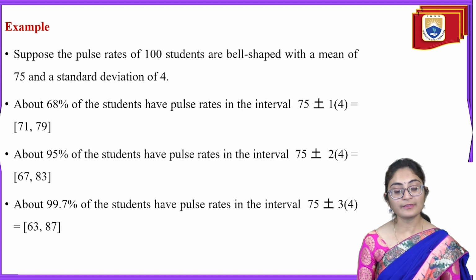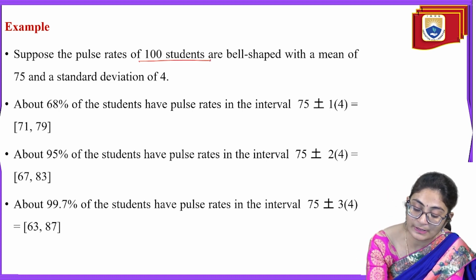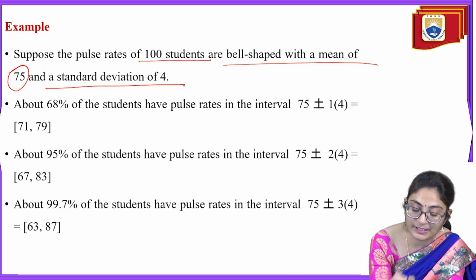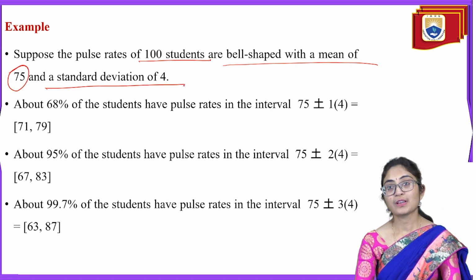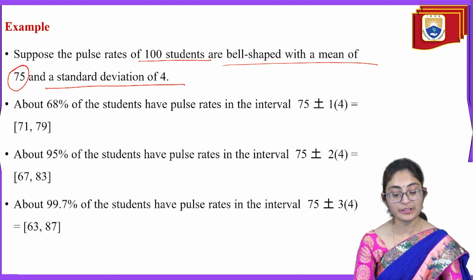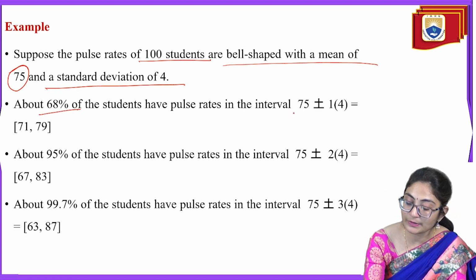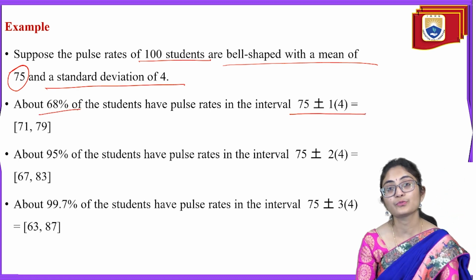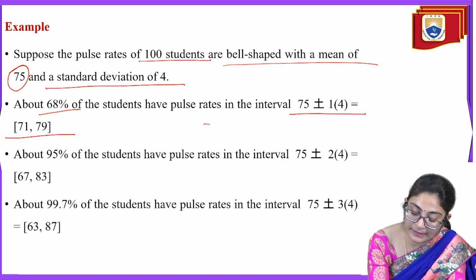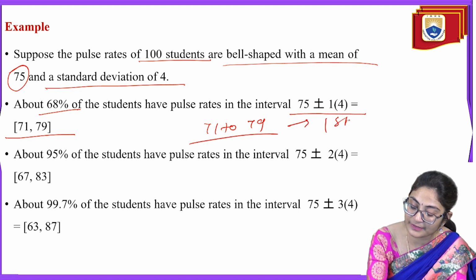Now we will take one example. Suppose the pulse rate of 100 students is bell-shaped with a mean of 75 and a standard deviation of 4. First we will find out one standard deviation, which covers 68%. So 75 plus minus 1 into 4, we get 71 and 79. So our range is 71 to 79 in one standard deviation.